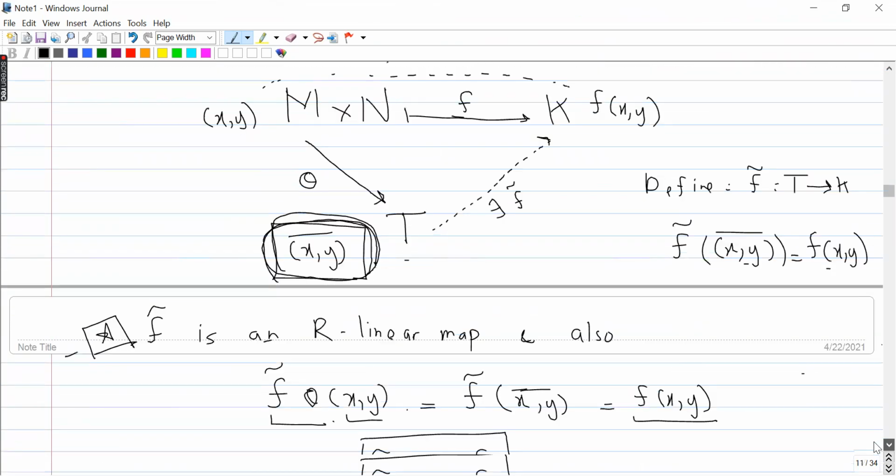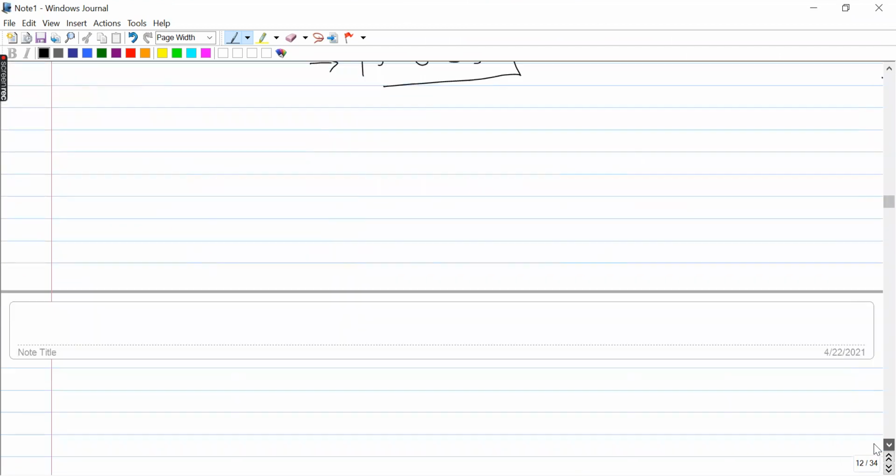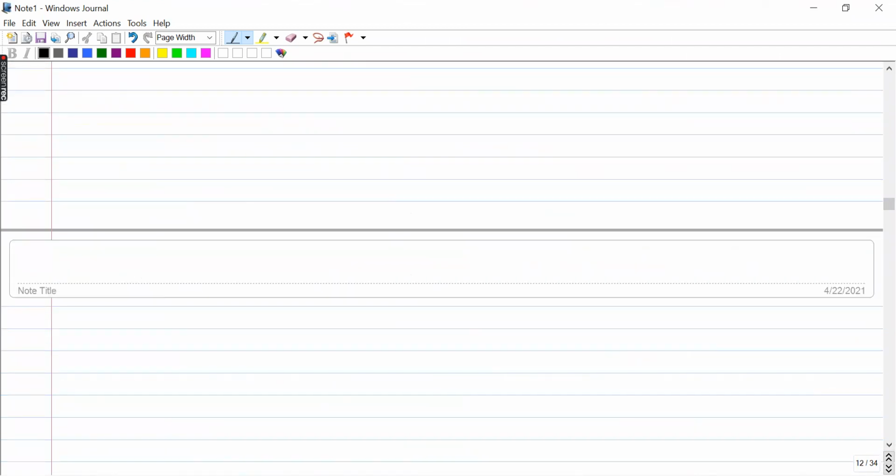Okay, now the second part is our uniqueness part. I want to show that this tensor product would be unique.